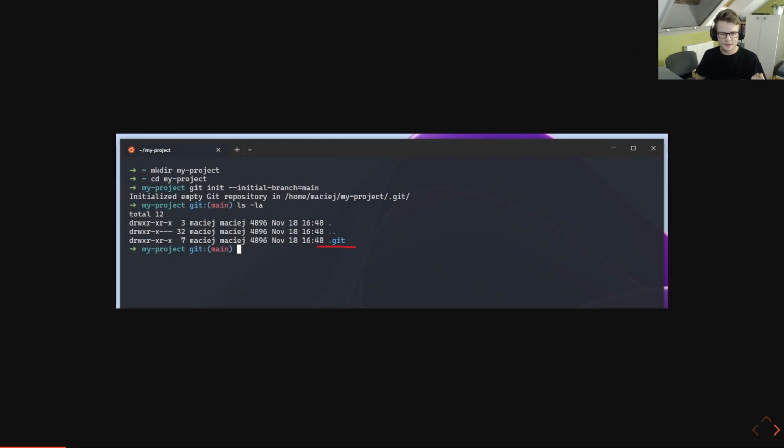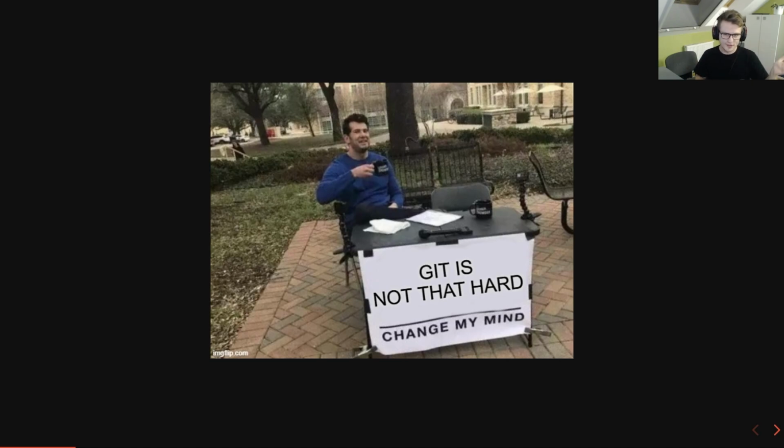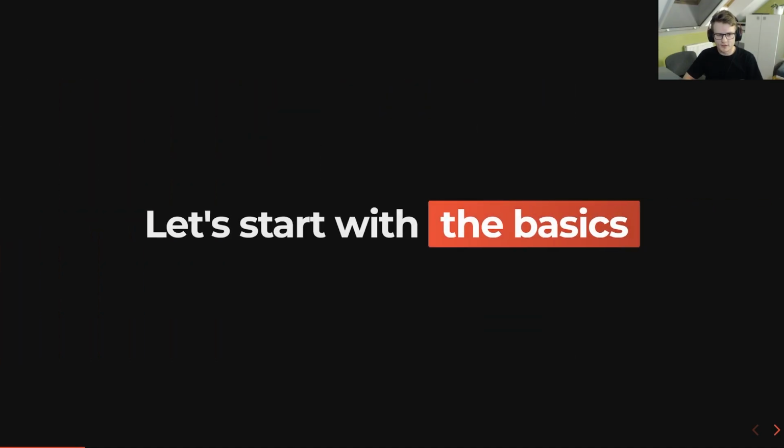If you don't know what the .git directory is, in this example I've created a directory and initialized a Git repository with a branch main. As you can see, with the ls command, there is a hidden directory. When we create a repository, we create a hidden directory called .git, and this is where Git holds all its stuff. With an understanding of both these things, I think it is not that hard. It's actually very useful and very helpful. Let's talk about it.